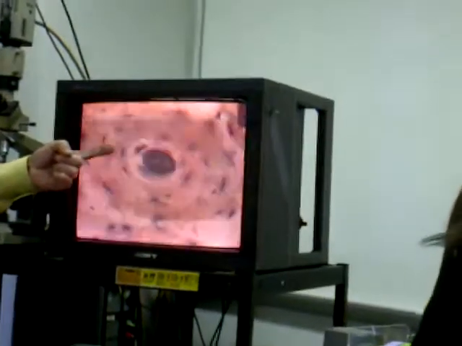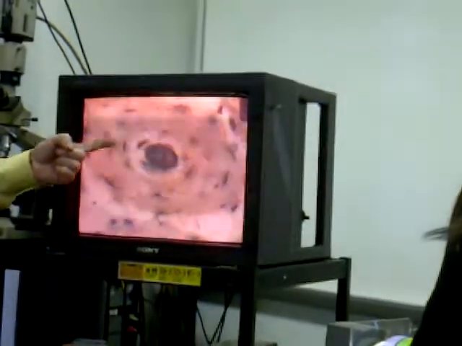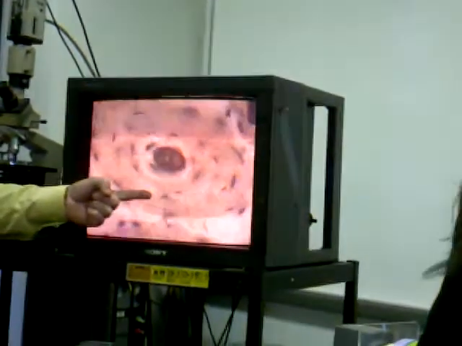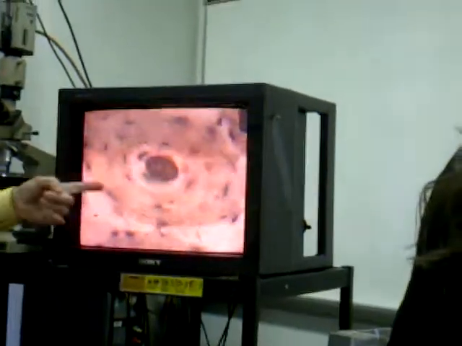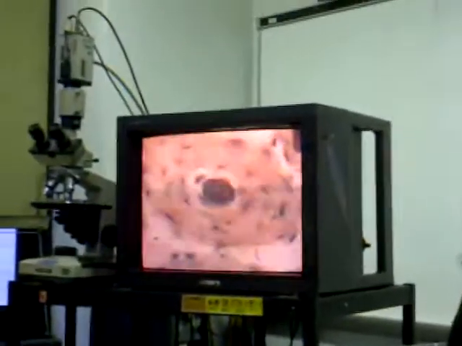If I point to one of these black spots here, that's a lacuna in which once lived an osteocyte. And the central part here is called the Haversian canal.